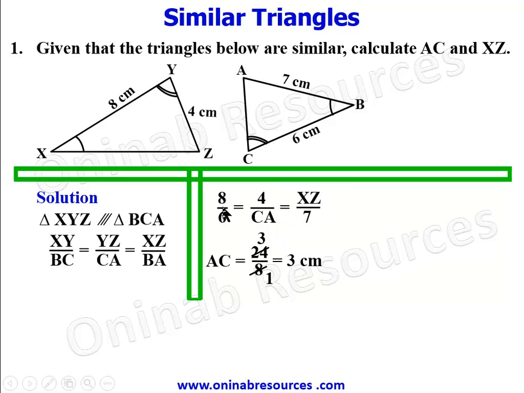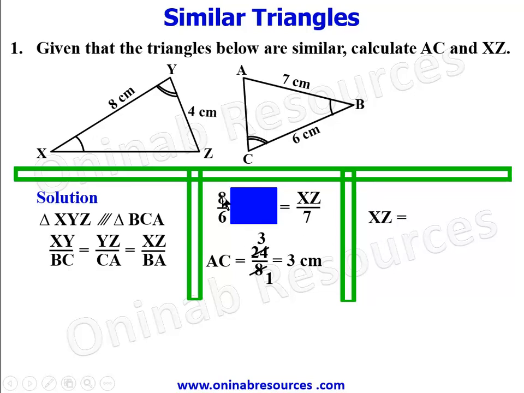Then again, we are pairing the first ratio and the last ratio, so we keep the central ratio. Making XZ the subject of the formula, we have 8 times 7, which is 56 over 6. So 2 goes into 6 gives 3, and 2 goes into 56 gives 28. So 28 over 3 as a mixed fraction: 28 divided by 3 gives 9, because 9 times 3 is 27, remainder 1 over 3. So we have XZ to be 9 whole number 1 over 3 centimeters. And with this, we have done justice to problem 1.